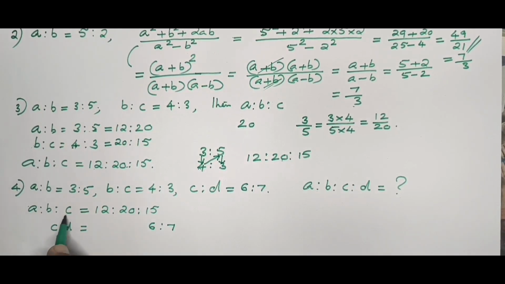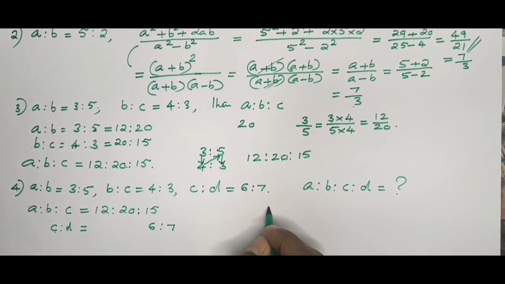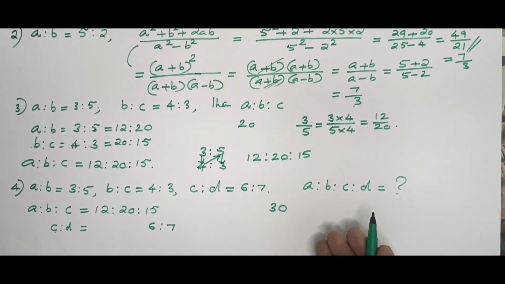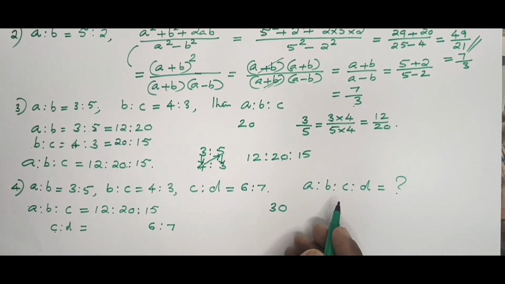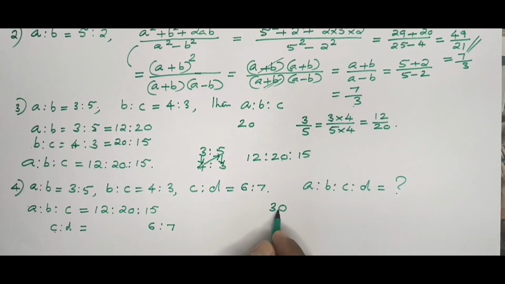You can see C being common here in these two ratios. So like I said before, you will equalize the value of C. Take the LCM of 15 and 6. What is the LCM? 30. See, even if you choose the next multiple, nothing wrong. You will get the correct answer. You will get 30 instead of 15 here and 30 instead of 6 here.